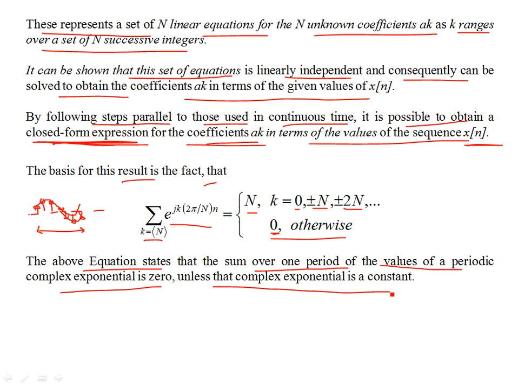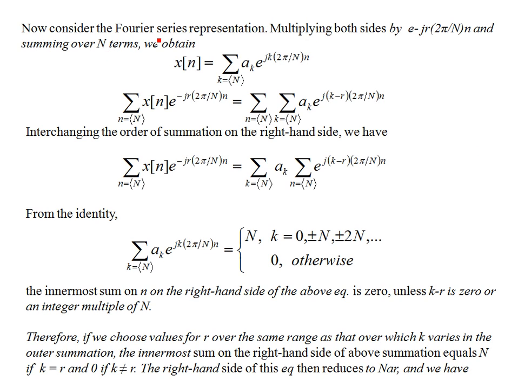So let's consider the Fourier series representation, multiplying both sides by e to the minus j r 2 pi n, where r is again a dummy variable. This is the finite Fourier series expansion in terms of Fourier coefficients and harmonically related exponentials. If you multiply both sides with e to the minus j r 2 pi n over capital N, and then sum over capital N successive terms, this is how the left hand side looks.